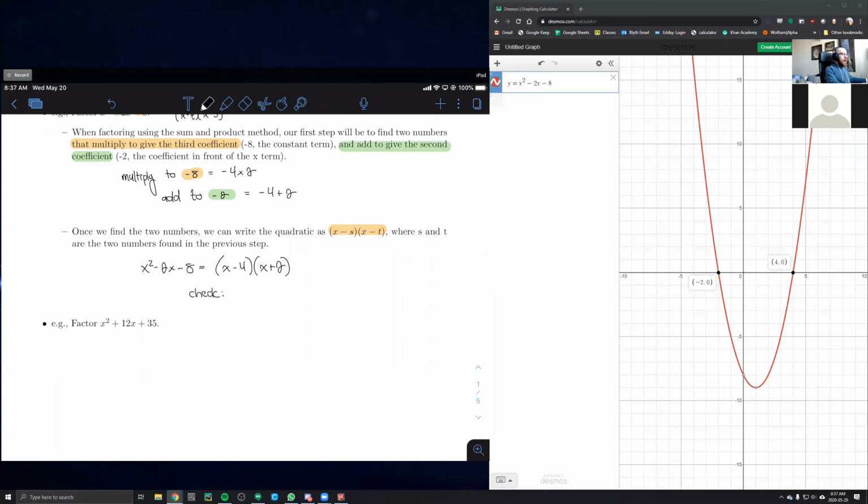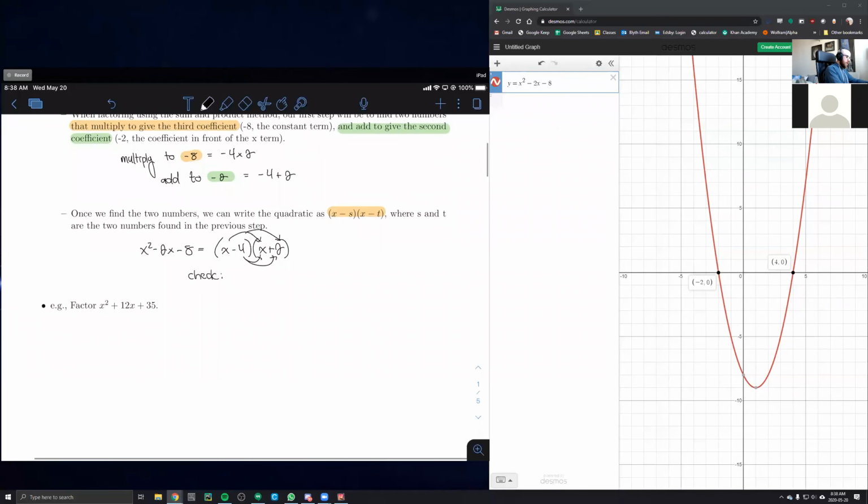Okay, well, we could go backwards, right? We could use our FOIL method. We could expand it out to see that we get the original equation, right? So let's try to do that. So let's attempt to FOIL here. So we start with the first terms, then the outer terms, then the inner terms, and then the last terms.